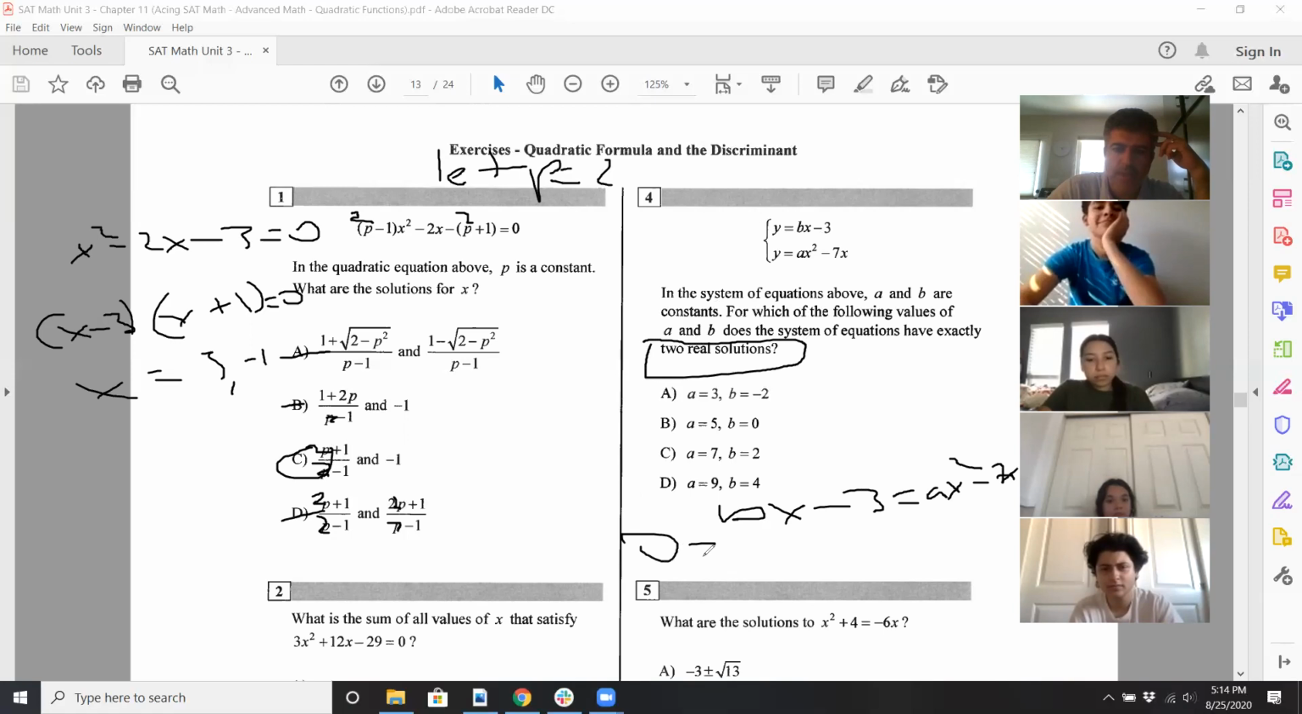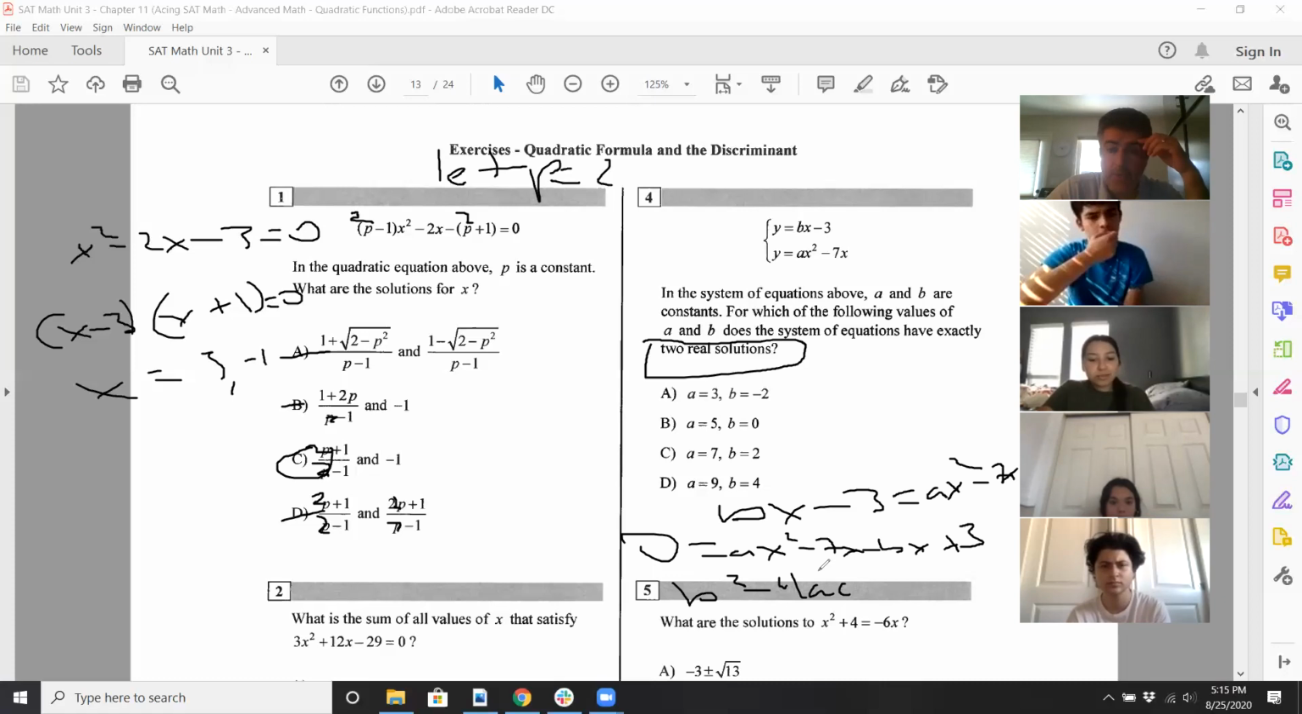Move everything over to one side. And then the discriminant, remember, b squared minus 4ac. Hold on a sec here. In this case, what we'll have to wind up doing is just go through a process of elimination, because it says for which of the following.